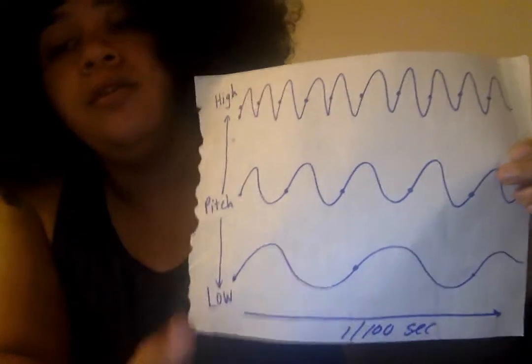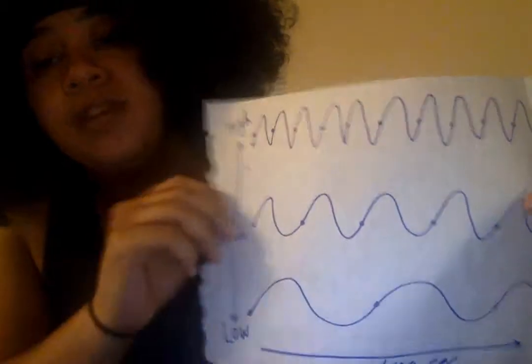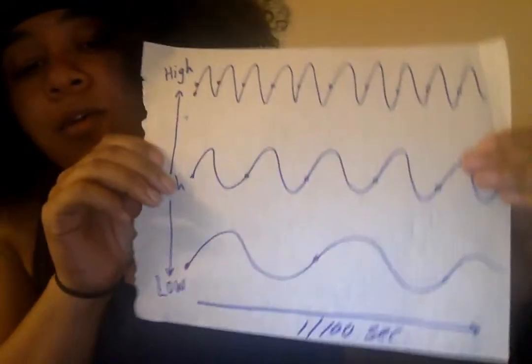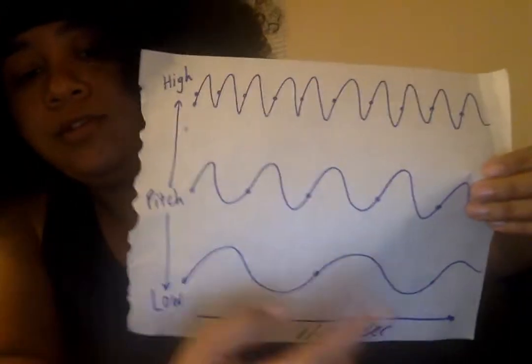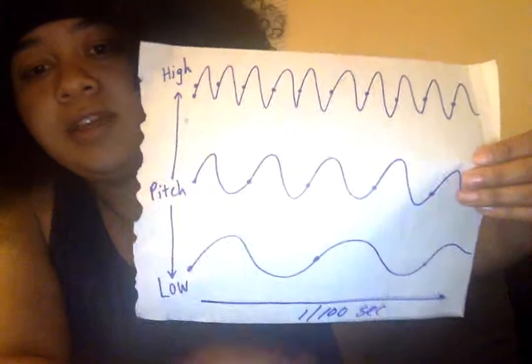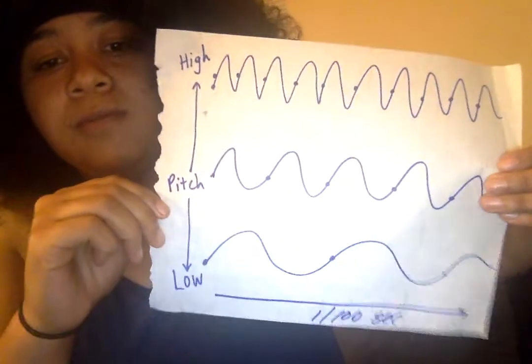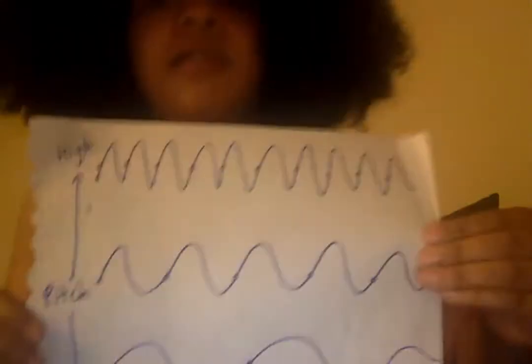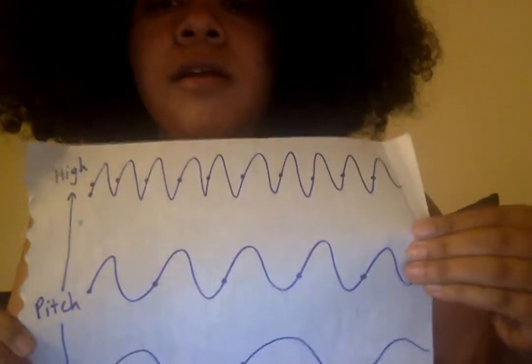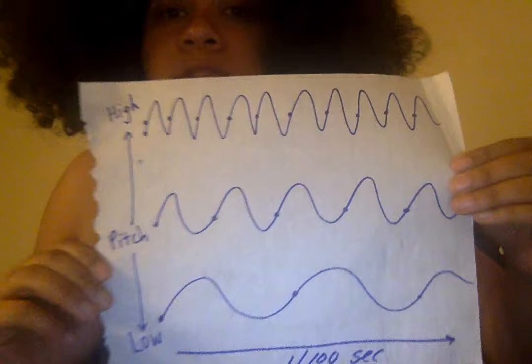And as we know, frequency is the number of cycles a wave goes through over a particular amount of time. So this low frequency wave has 1, 2, 3 cycles per 1/100th of a second. This middle frequency wave has 1, 2, 3, 4, 5 cycles per 1/100th of a second. And I think the top one has 10 cycles per 1/100th of a second, right?